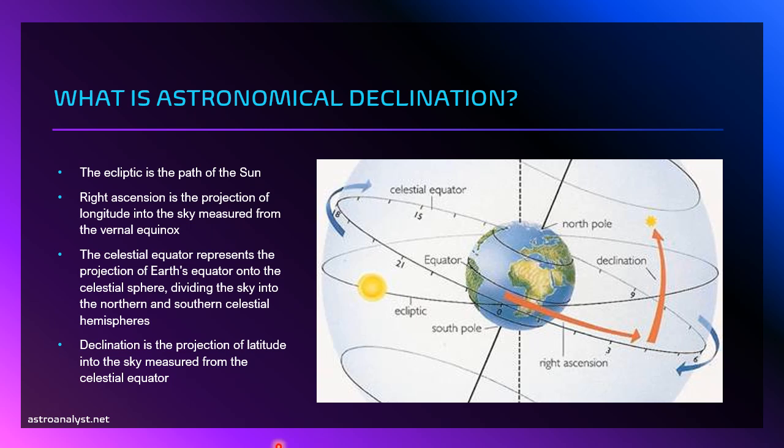All right, we're going to do a little bit of astronomy here to be able to explain what declination is. So consider this Astronomy 101, very introductory. What we have here are these measurements. We have the ecliptic, which is the path of the sun as it appears from Earth. And it goes around the Earth like this.